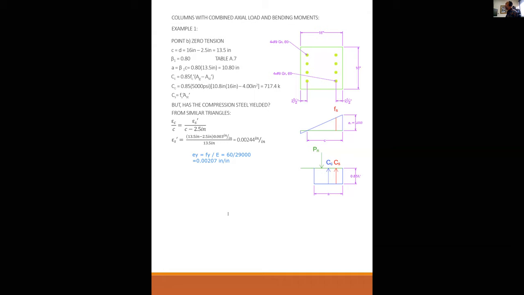You really have to know how to do that in order to do these problems, because everything is based on strain. Is it above the yielding strain? Is it below the yielding strain? 0.0244 is greater than 0.00207. Therefore, the rebar has yielded.